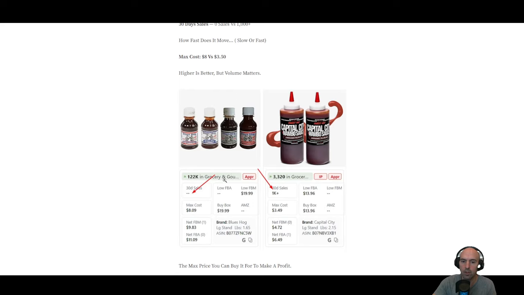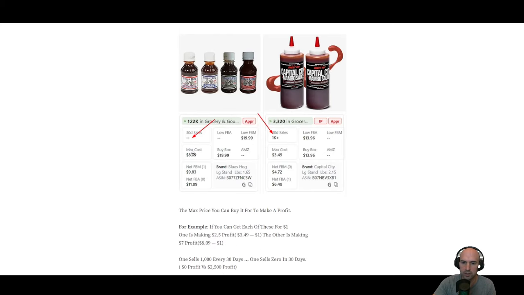So even though the numbers look great, say for instance, this one's selling for $8, this one's selling for $3, the max cost you can pay for these is $3 or $8 without breaking even. But the caveat is this one is selling 1,000 sales every single month. This one's selling zero. So sure, you might make a few extra dollars here, but if you don't have enough volume, you're not going to make any money because it's not selling. You're going to have holding costs. You're going to actually lose money. So you just need to understand the data.